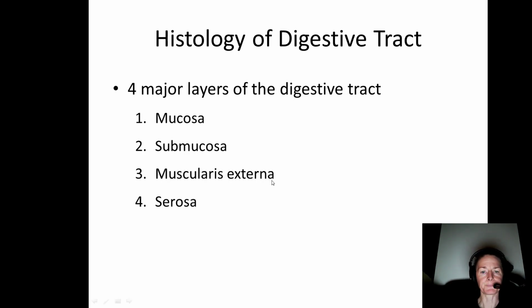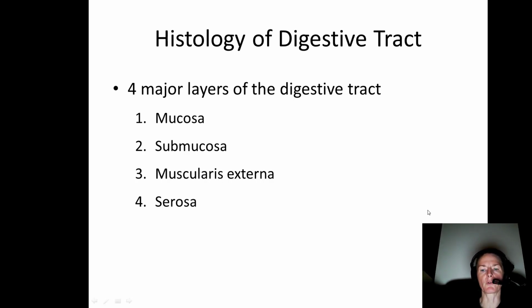The Muscularis externa is important because it's basically going to be doing the major moving within the intestinal tract. The Muscularis mucosa is going to affect small areas of the digestive tract and local movements. Finally, outside the Muscularis externa, we have the serosa.